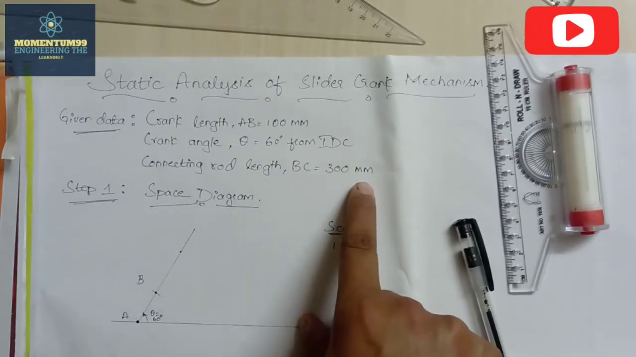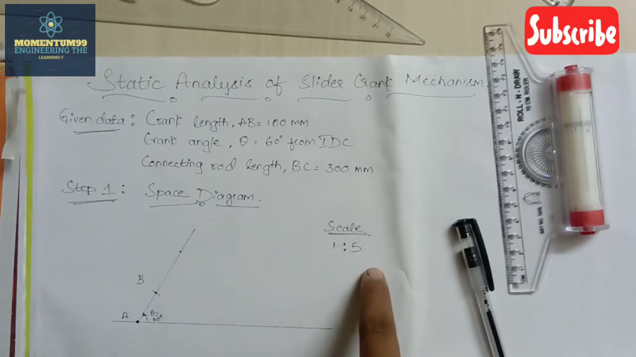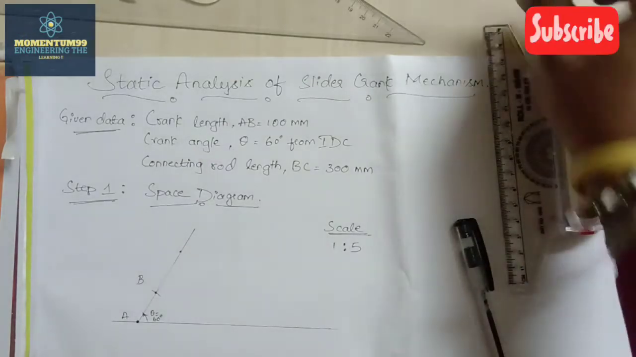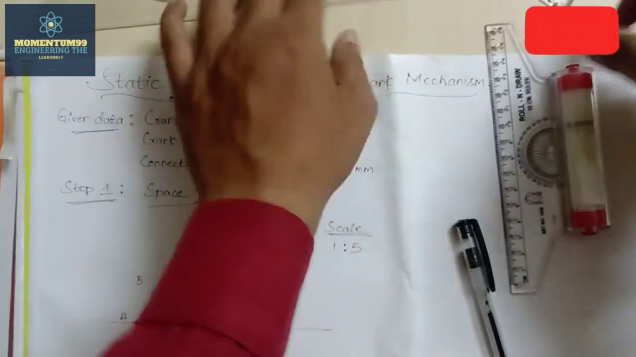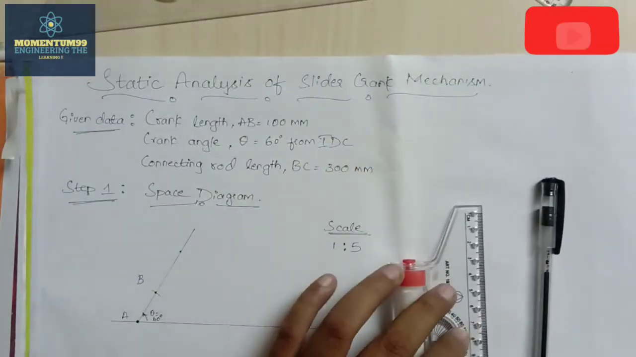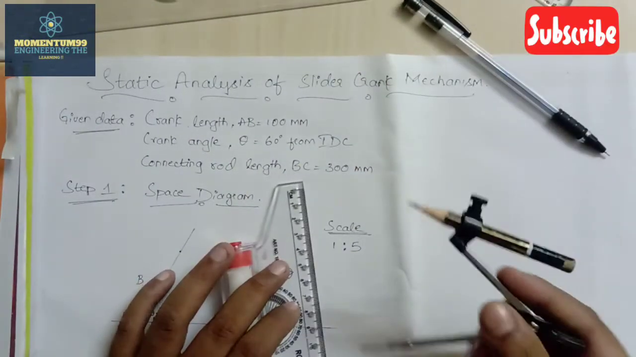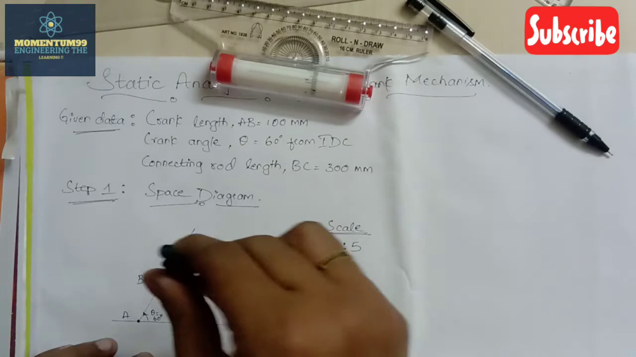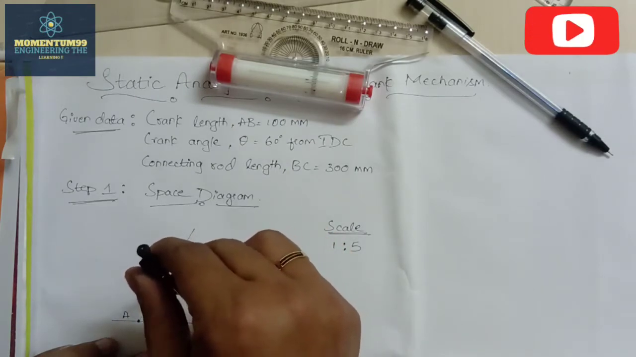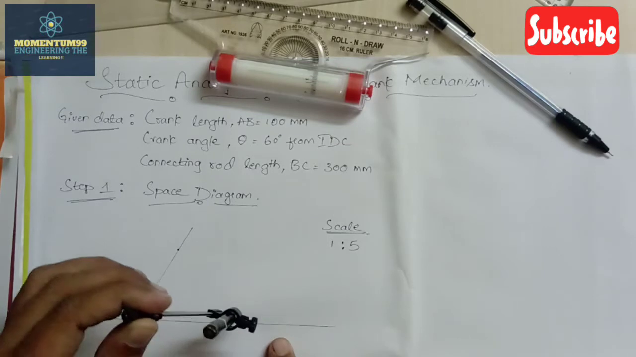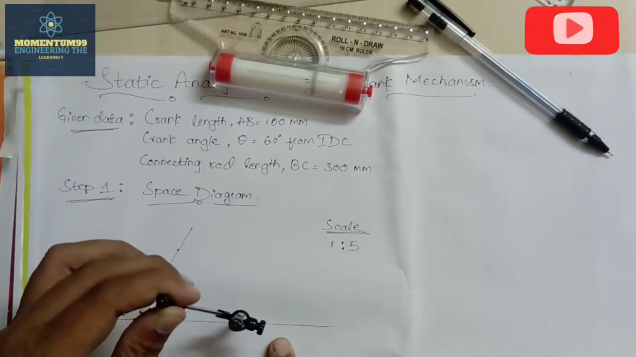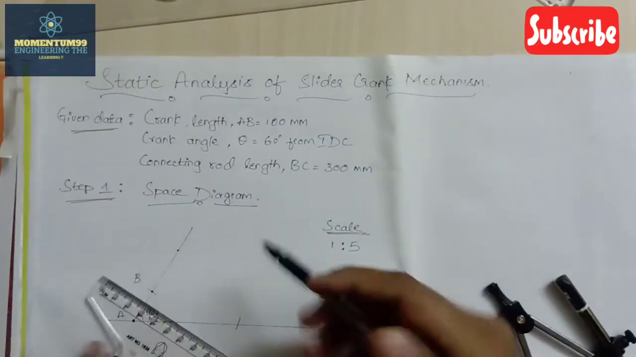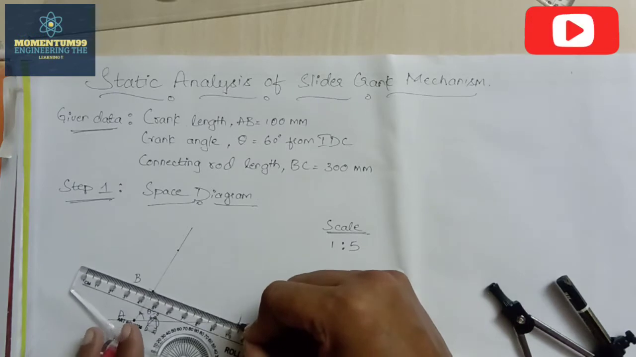Okay, now they have given the connecting rod length, equal to 300 mm. Again 300 divided by 5, or 300 multiplied by 1/5, you will get the length equal to 60 mm or 6 centimeters. Now again with the help of your compass, measure 60 mm, taking any linear scale, 60 mm or 6 centimeters. Now with point B as the center, cut the arc on the horizontal reference line that you marked in the beginning of the video.